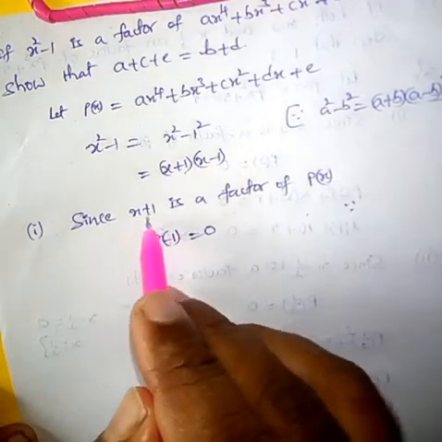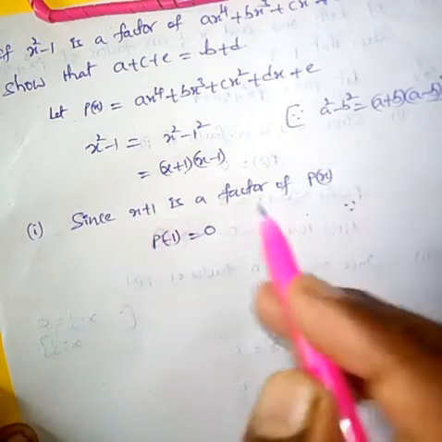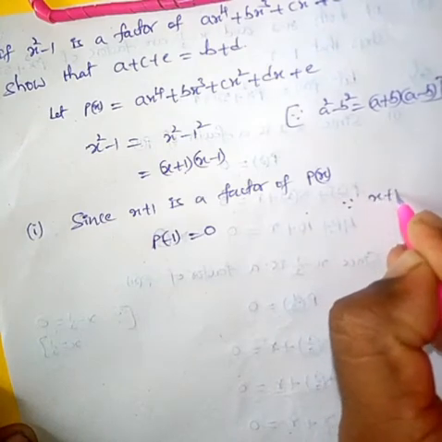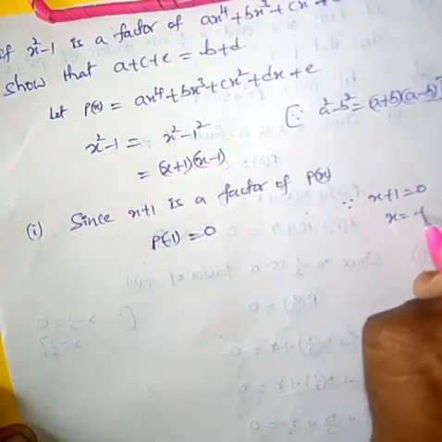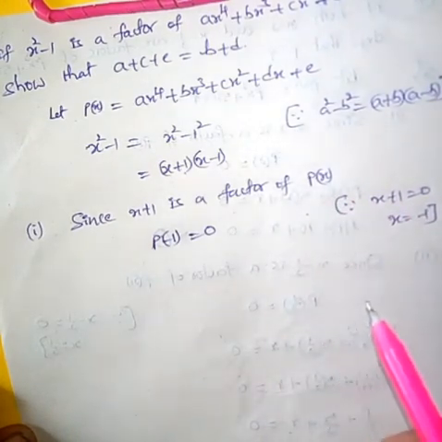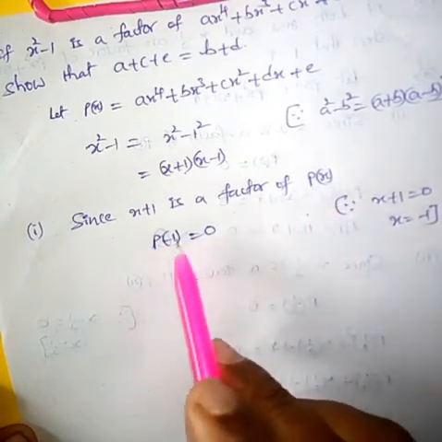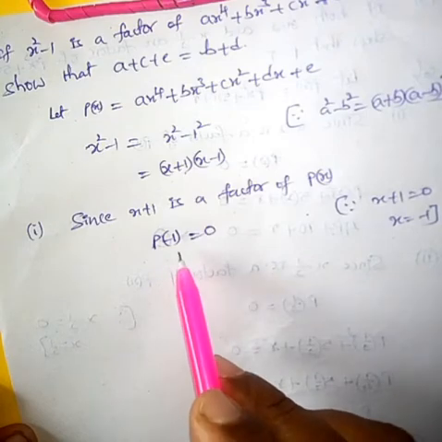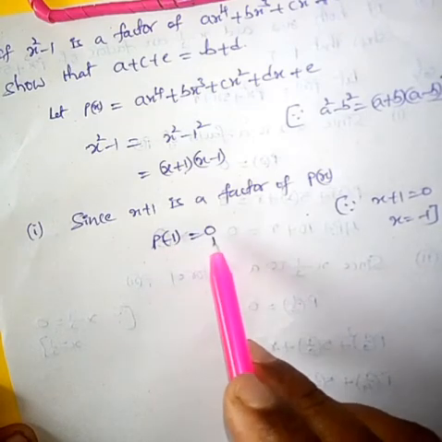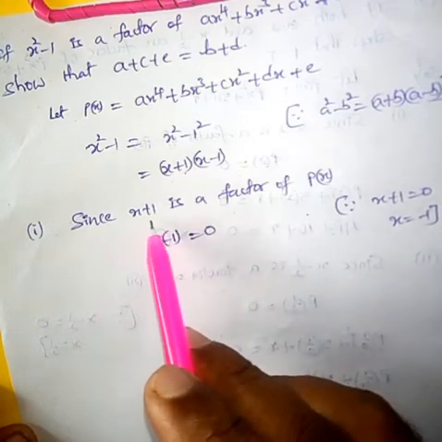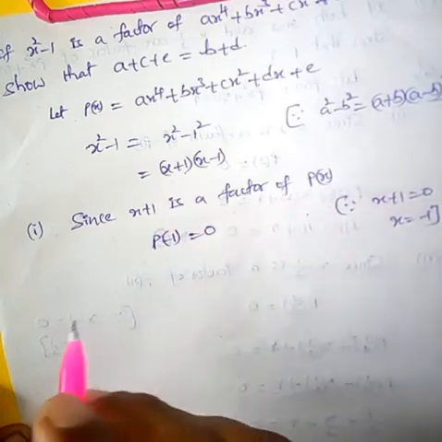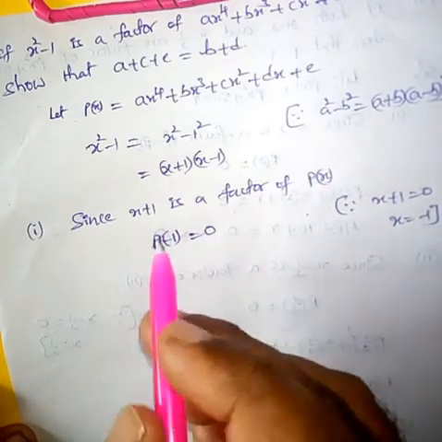So what is the zero value of the polynomial x plus 1? Yes, x plus 1 is equal to 0, that is x equals minus 1. That is why you have to substitute minus 1 in place of x in p(x), which gives the value of the remainder. And this remainder is equal to 0 because x plus 1 is a factor of p(x). Now calculate p of minus 1.